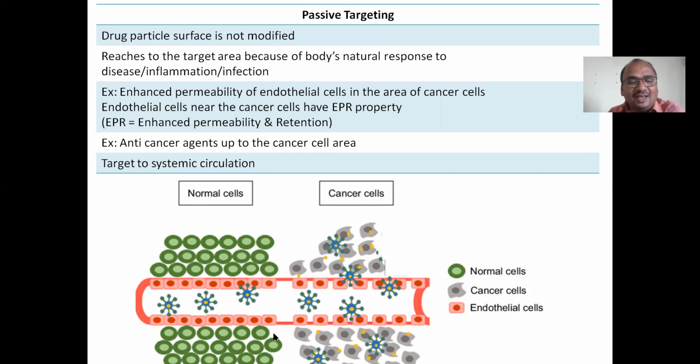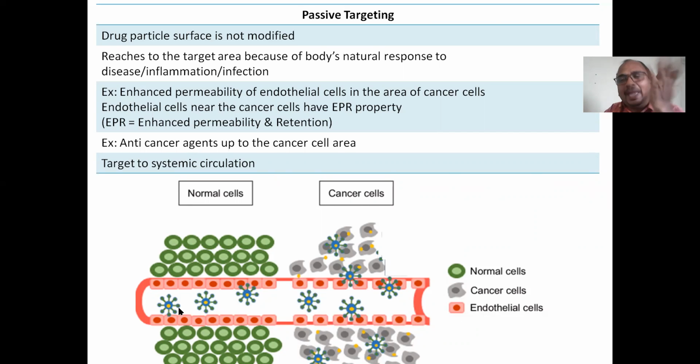See here, there are very tight junctions between the endothelial cells. Here, the endothelial cells become looser, with high permeation to the drug molecule. So automatically, it is the body's nature. Whenever there is a cancer cell, automatically there is a loosening of the junctions of the endothelial cells.